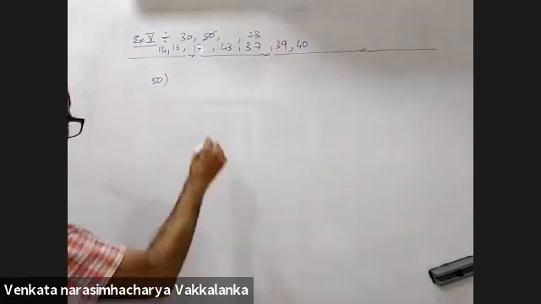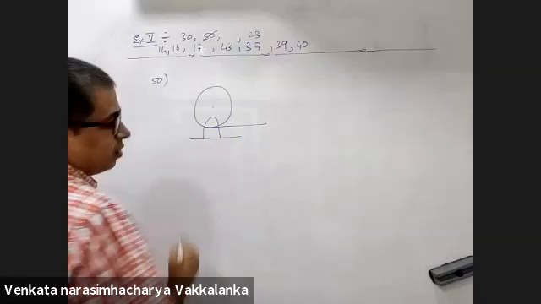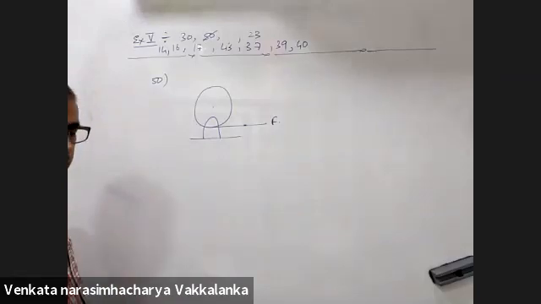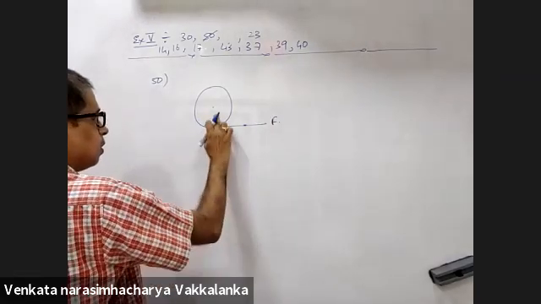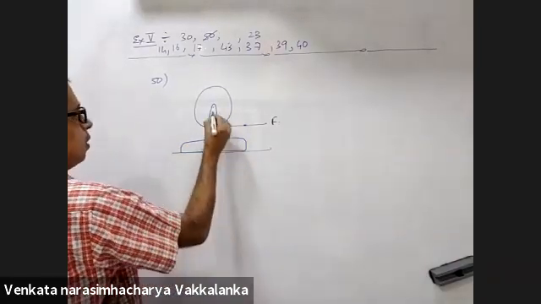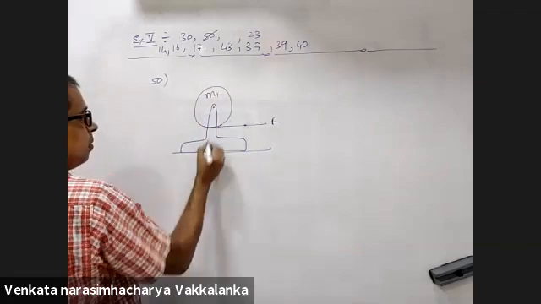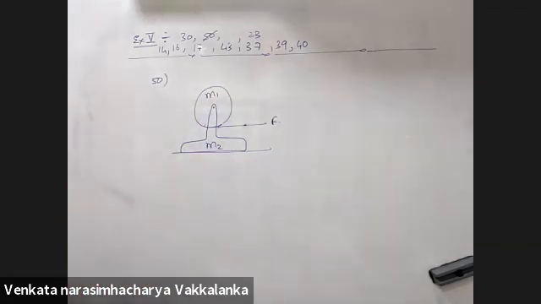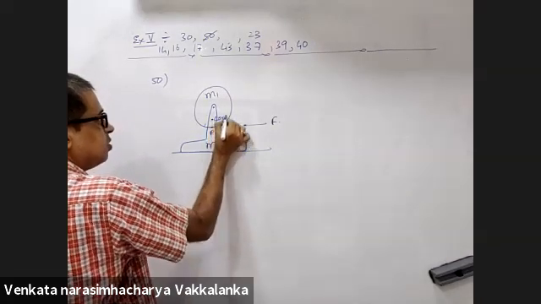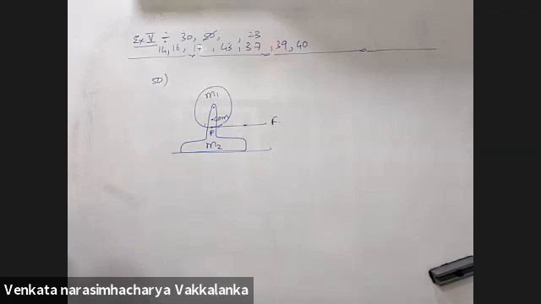50th problem. This is a disc which is fixed this way. You're pulling this with a force of F. It is hinged at this particular center. We take this to be M1 and we take this to be M2. Center of mass will come somewhere here, but this will be the point of contact. This will be COM, the center of mass for M1 and M2, may be somewhere here. At that time the point of contact need not coincide.